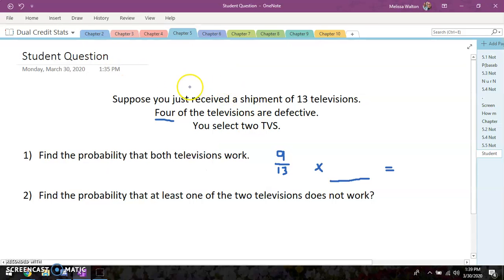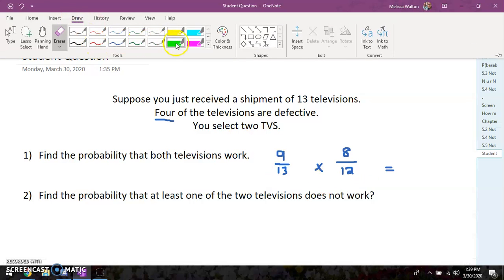All right, now let's go ahead and talk about our second TV that we pick. Now, looking at this probability, it has now changed. First off, instead of 13 TVs to select, I've only got 12 to choose. And I did have 9 working TVs, but I just selected one. So if I had 9, now I'm down to 8. So these are the 2 probabilities that we are multiplying together.